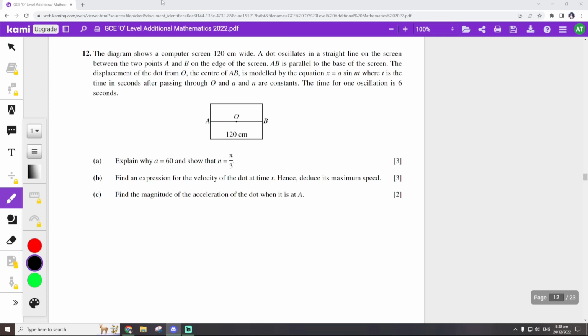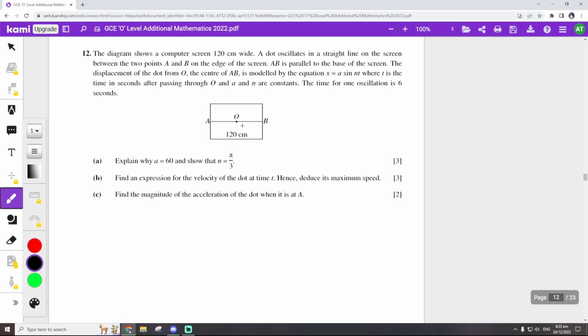So let's have a look at this. It's kinematics. We have a computer screen that's 120 cm wide. The dot oscillates in a straight line between A and B. I did copy the question verbatim, by the way, and it never said which is the positive direction. AB is parallel to the base. Displacement is modeled by x equals A sine nt. t is the time in seconds. A and n are constants. The time for one oscillation is 6 seconds. Show that A is 60 and n is pi over 3.